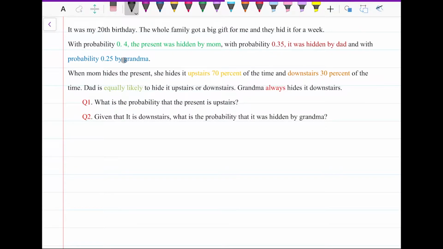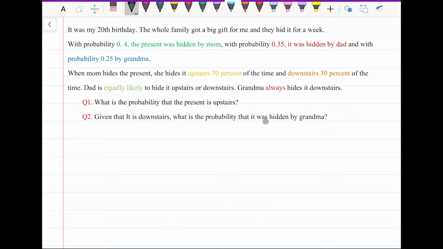When mom hides the present, she hides it upstairs 70% of the time and downstairs 30% of the time. Dad is equally likely to hide it upstairs or downstairs. Grandma always hides it downstairs. What is the probability that the present is upstairs? Given that it is upstairs, what is the probability that it was hidden by grandma?